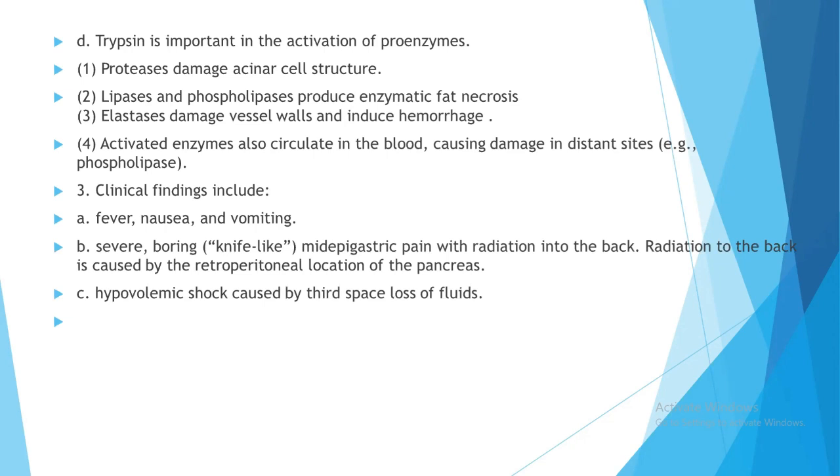The proteases damage the acinar cell structure. The lipases and phospholipases produce enzymatic fat necrosis. The elastases damage the vessel walls and induce hemorrhage. The activated enzymes also circulate in the blood, causing damage at distant sites.